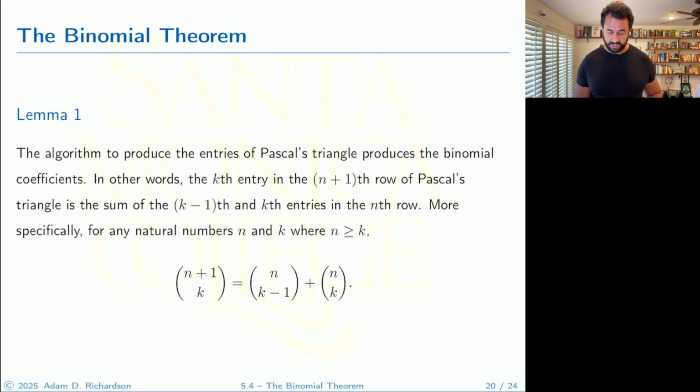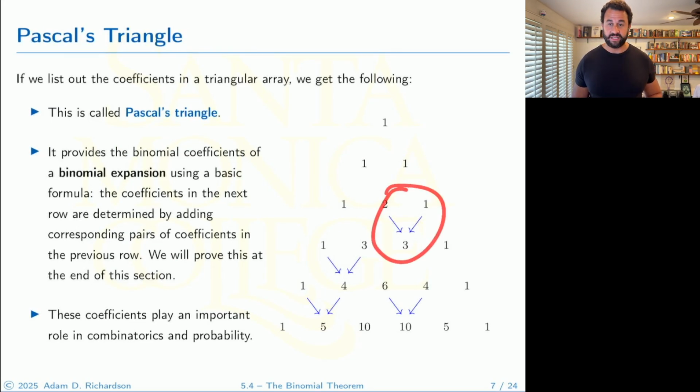So the algorithm to produce the entries of Pascal's triangle produces the binomial coefficients. This is what we're going to prove. In other words, more technically speaking, the kth entry in the n plus 1th row of Pascal's triangle is the sum of the k minus 1th and kth entries in the nth row. This is that whole idea. Let me flash back for a minute. It's this idea. We're going to prove that this is true: if you want to get these, you add those two things, because these rows are given by the binomial coefficients, and we're going to show that Pascal's triangle and doing this process is actually valid.